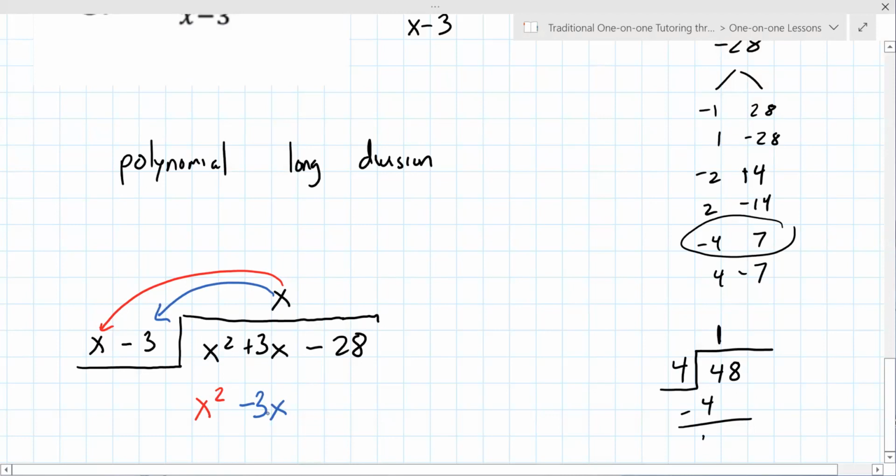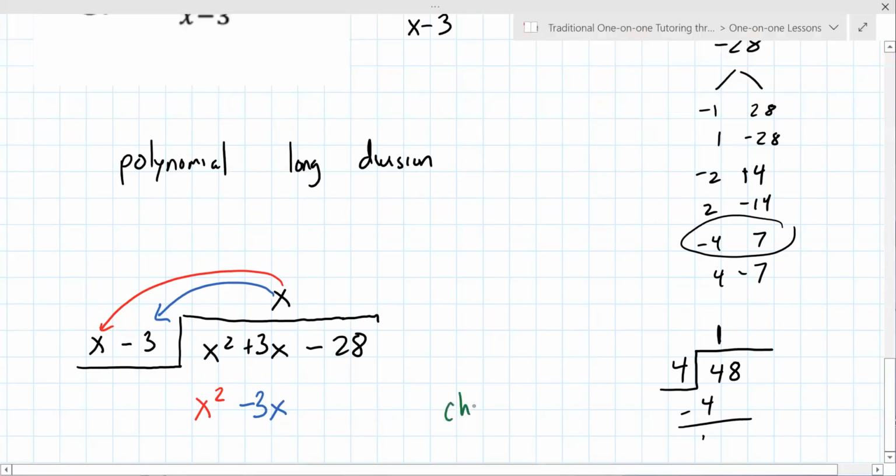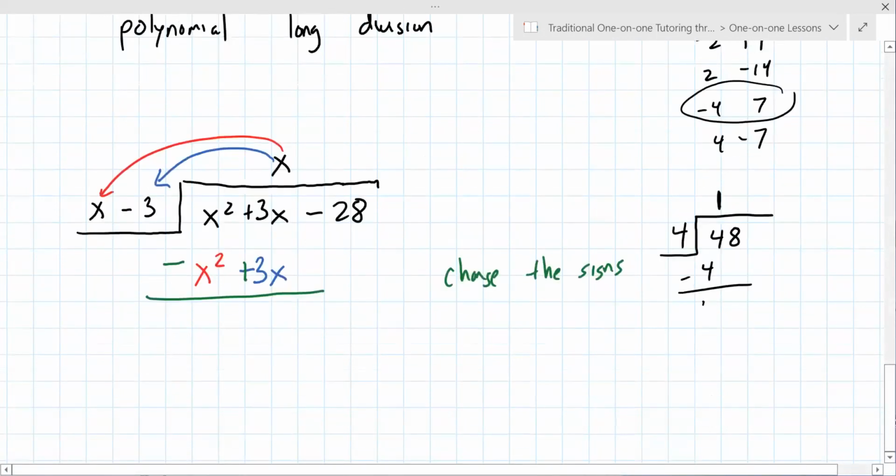Is that okay? Okay, now this is really critical, this step right here. You change the signs. Do not subtract. I know we subtract here. You really want to change the signs, okay? Whatever it is, change the signs. If it's positive it becomes negative, negative becomes positive, because then I want to add. I want to add vertically. Adding vertically is just so much better.